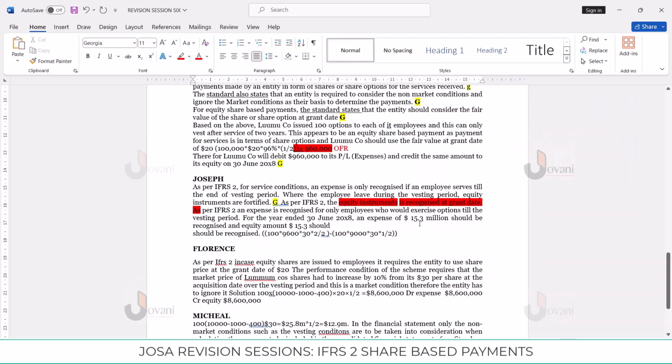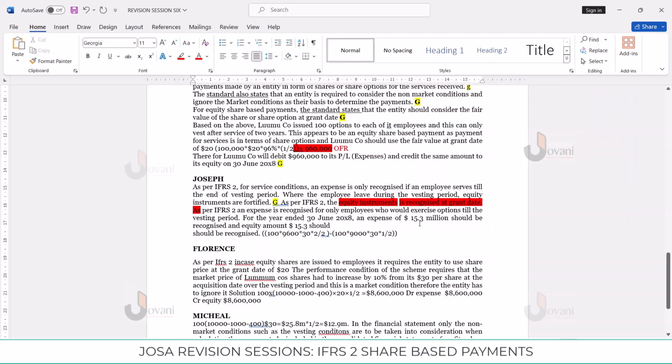Okay, Florence. As per IFRS 2, in case equity shares are issued to employees, it requires them to use share price at grant date. Okay, share price should be the fair value of this. Okay, you mentioned it. Then you get the mark because you gave it, and in the question they refer to it as the fair value. But important that you remember the concepts. You talk about the fair value at grant date.